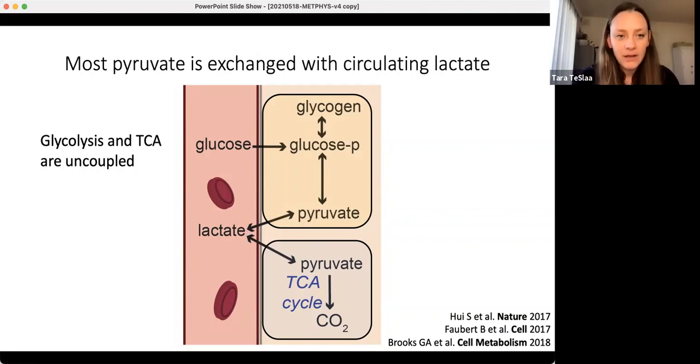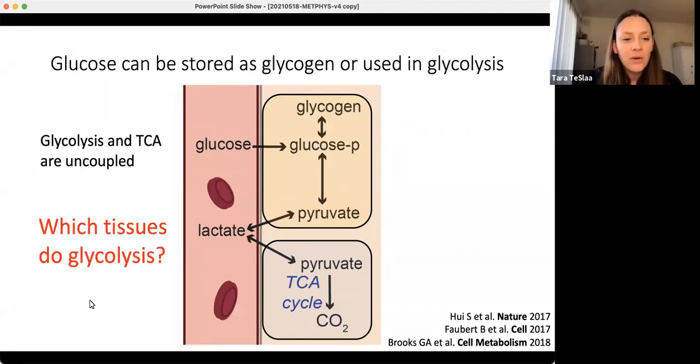When I joined the Rabinowitz lab, I became really interested in this idea because this suggests potentially that glycolysis and the TCA cycle could be uncoupled. Glucose could be taken up by one cell type, converted to pyruvate and secreted as lactate, while another cell can take up lactate and use that lactate in the TCA cycle to make energy. That means that some cells could potentially make energy from carbohydrate without ever doing glycolysis. I thought this was a really interesting idea. And so the question that I've asked during a lot of my postdoc work is which tissues actually do glycolysis?